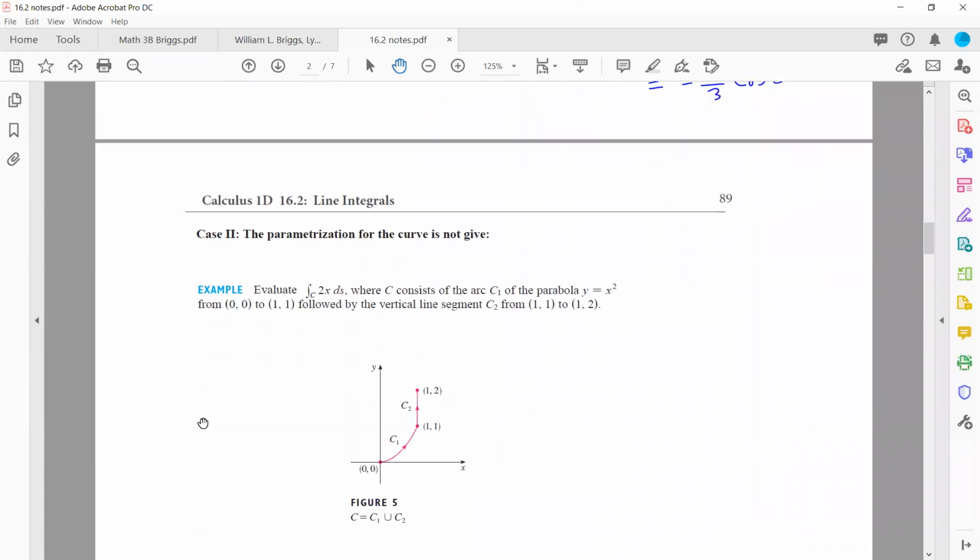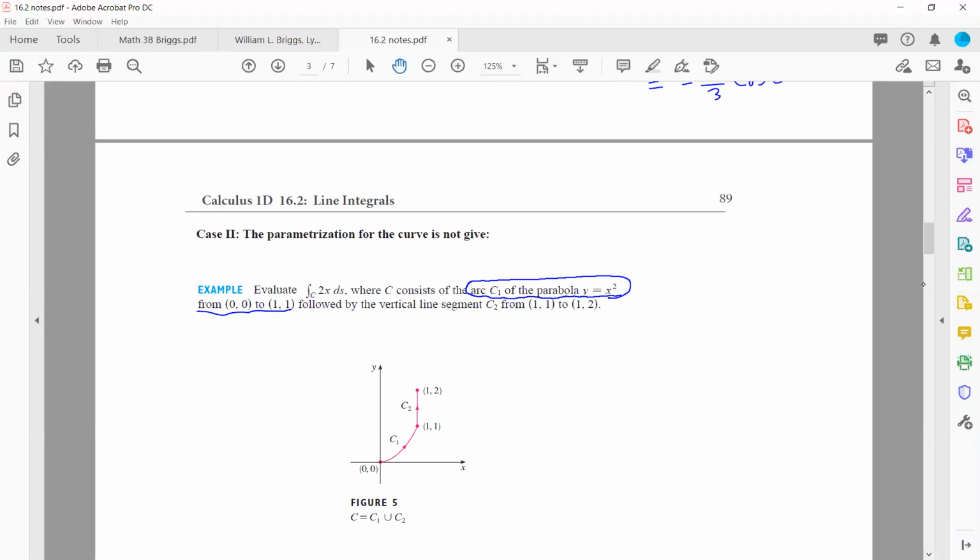Second case, the parameterization for the curve is not given. Very well, let's take a look at an example, see what's going on. Here you have the integral of 2x ds, where C, or the curve, consists of arc C sub 1. The first curve is defined as y equals x squared from 0, 0, the origin, to 1, 1.